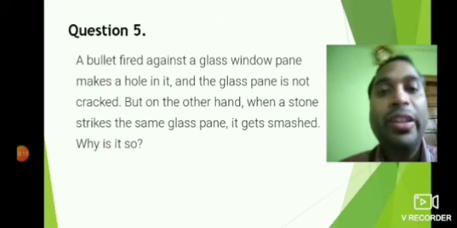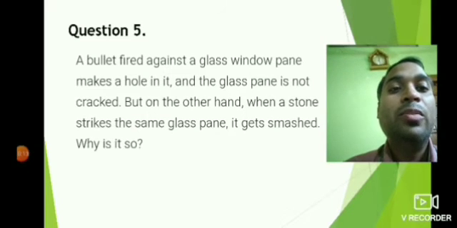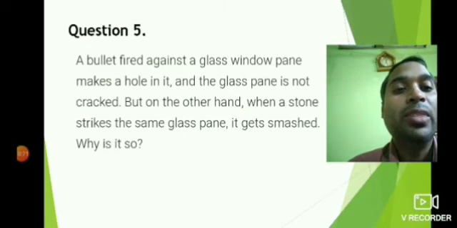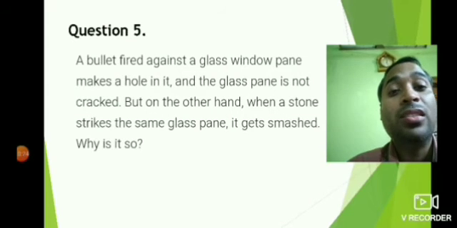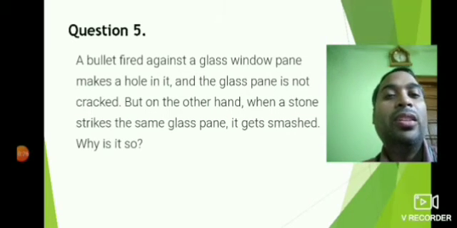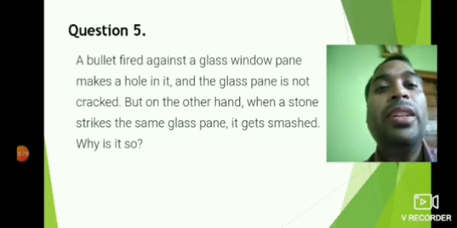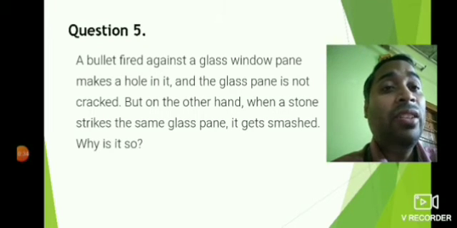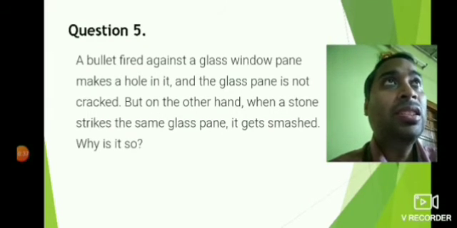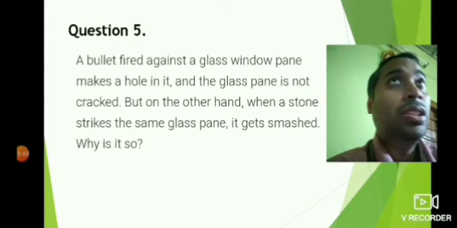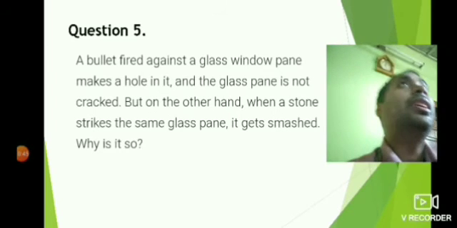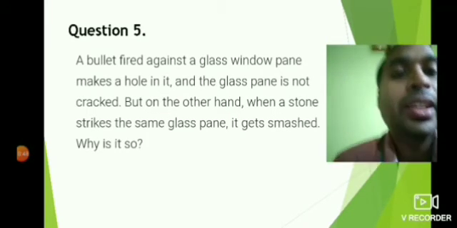Okay, so question number 5. A bullet fired against a glass window pane makes a hole in it and the glass pane is not cracked. But on the other hand, when a stone strikes the same glass pane, it gets smashed. Why is it so? So here two conditions are compared. First of all, when a bullet is fired against a glass window pane with a very high velocity, it makes a hole in the window pane, whereas if you hit it with a stone, then the entire glass pane breaks. So why is it so?